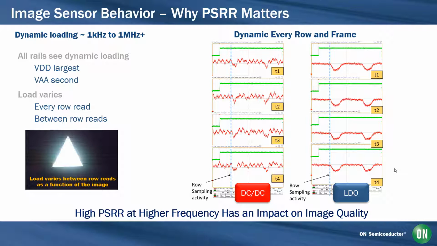So in an example DC-to-DC application, there's a lot of noise that can be coupled onto the image sensor. Versus in an LDO, it has a very clean and consistent output. And I'll show you an example later that shows why high PSRR has an impact on image quality of that image sensor.